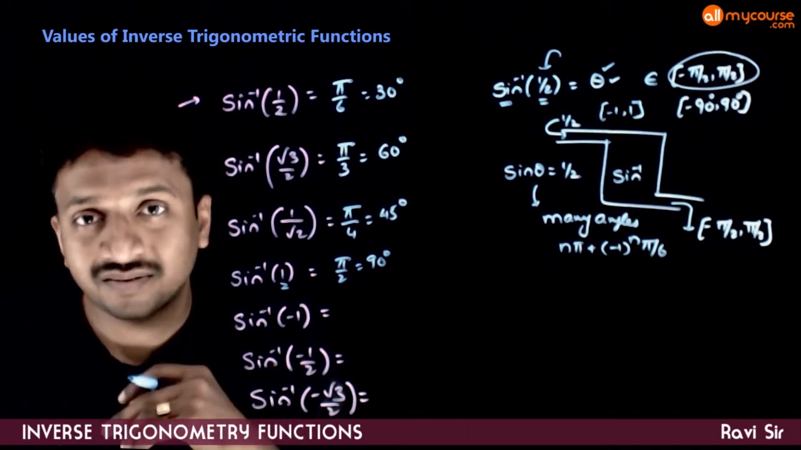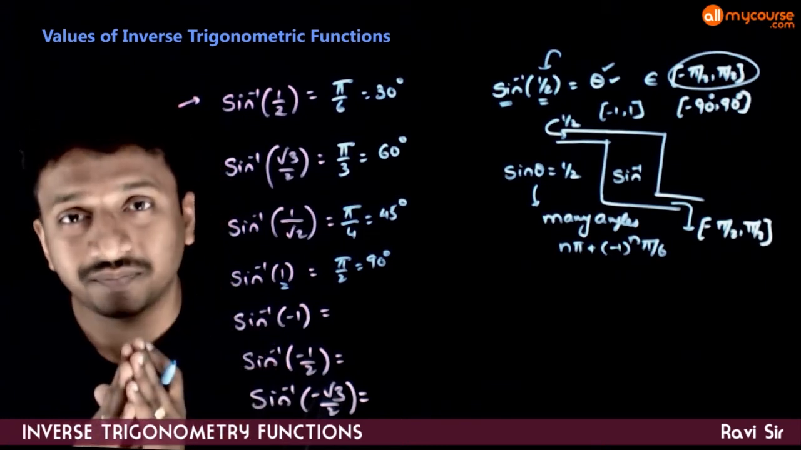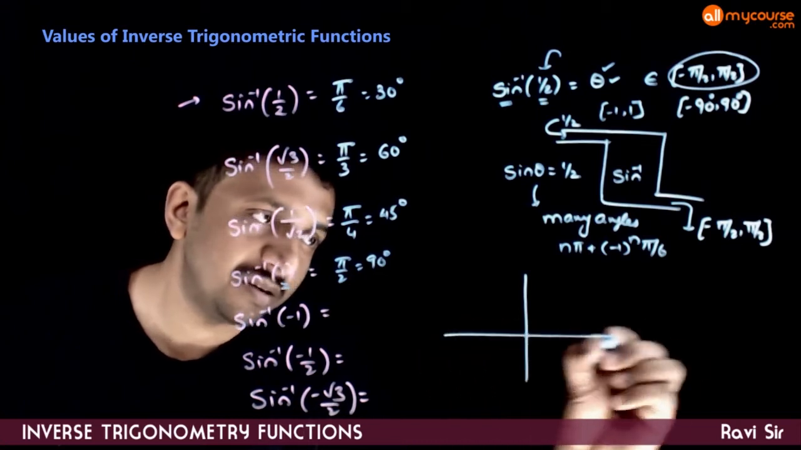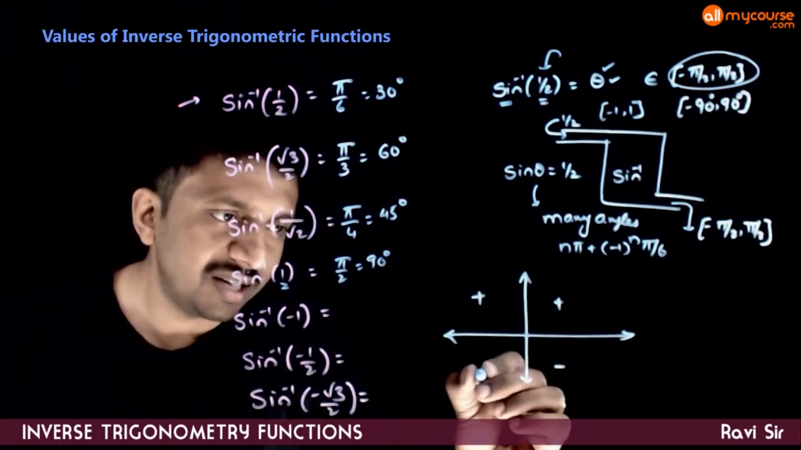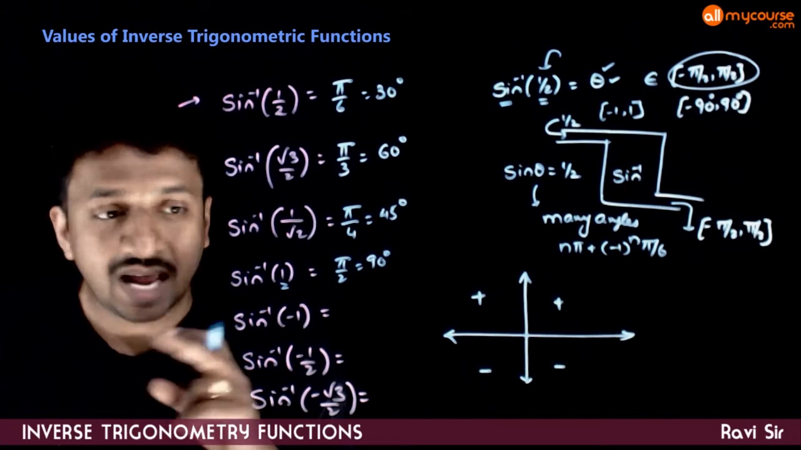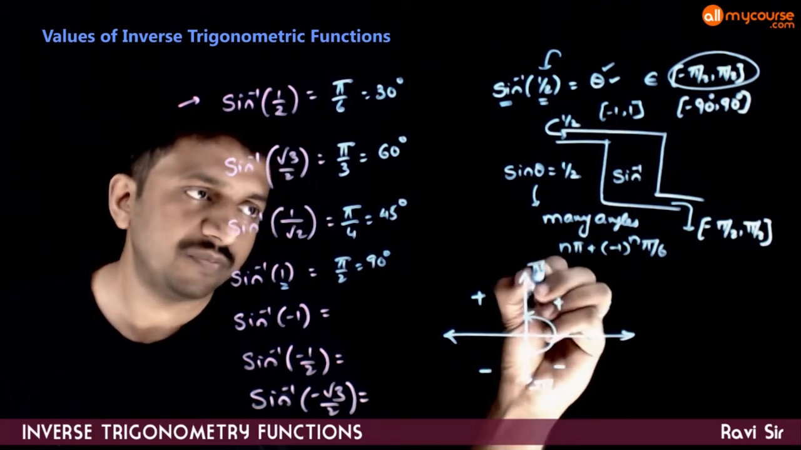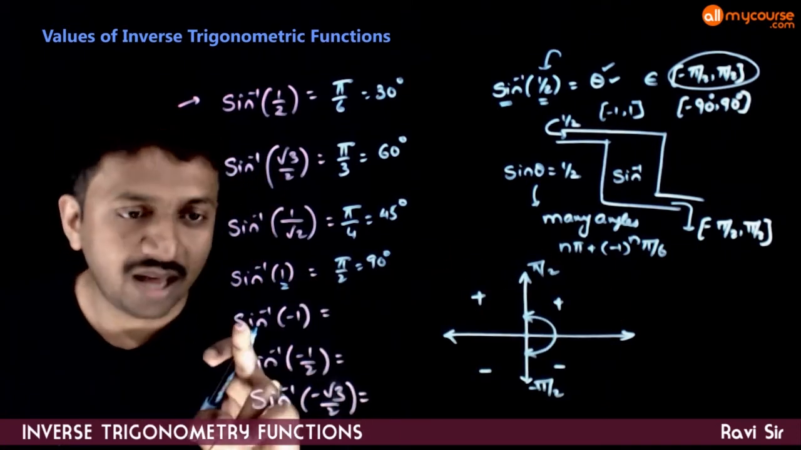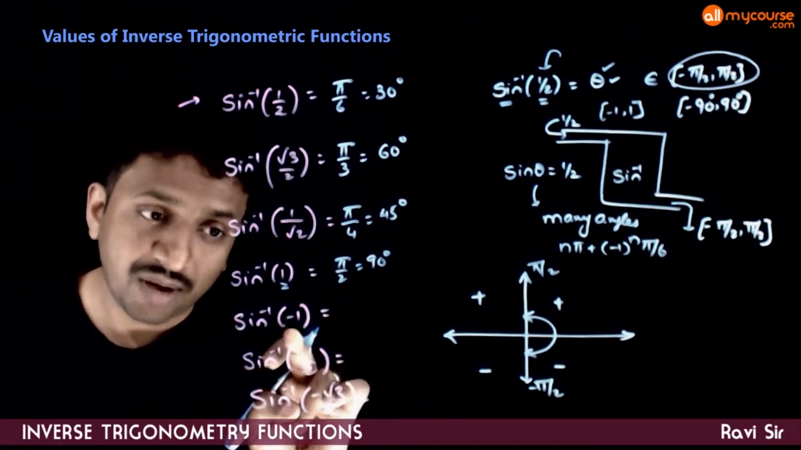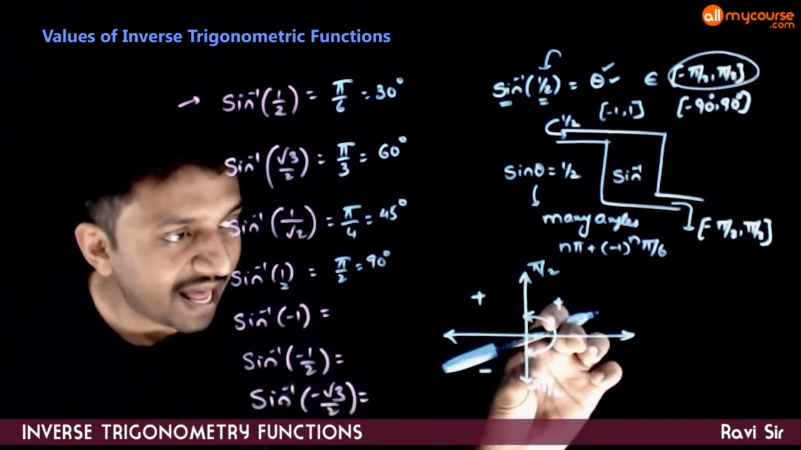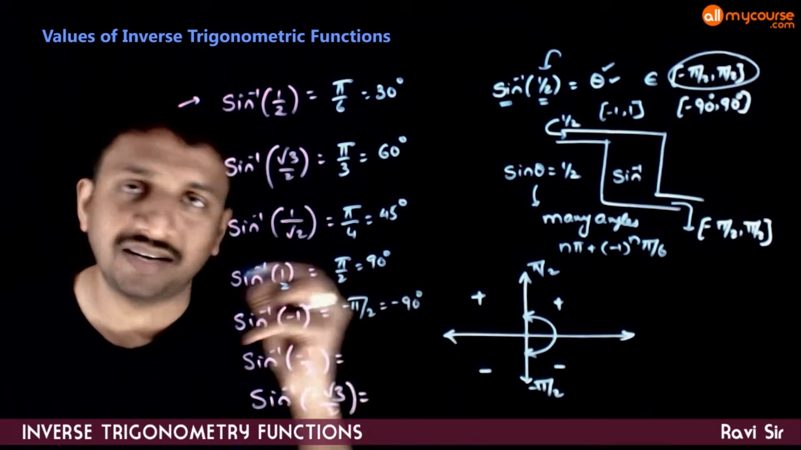Sine inverse of minus 1. So corresponding to which angle is the value of sine theta equal to minus 1? If you draw the quadrant diagram for sine, theta is positive in the first two quadrants, negative in the second two quadrants. And we are searching for an angle from minus pi by 2 to pi by 2. The answer is always from minus pi by 2 to pi by 2. Now, if you have a negative number inside sine inverse, you get an angle in the fourth quadrant. So sine inverse of minus 1 is minus pi by 2 or minus 90 degrees.